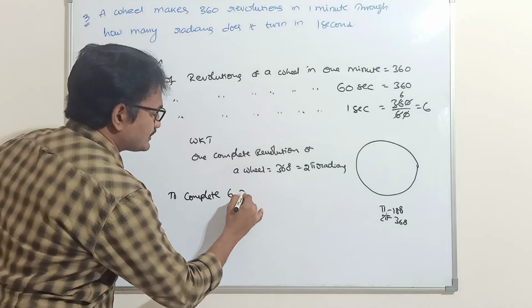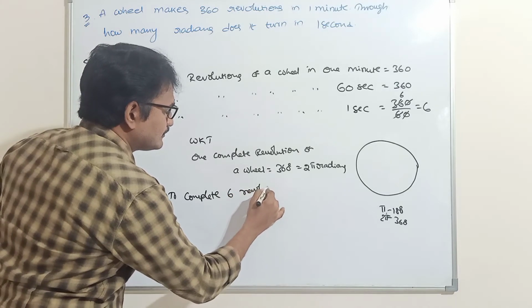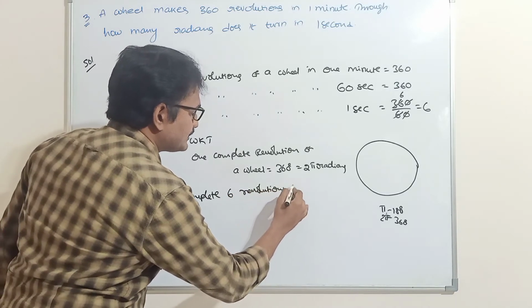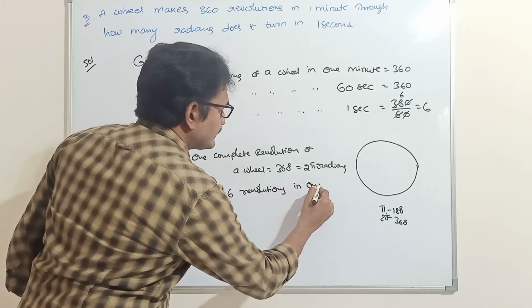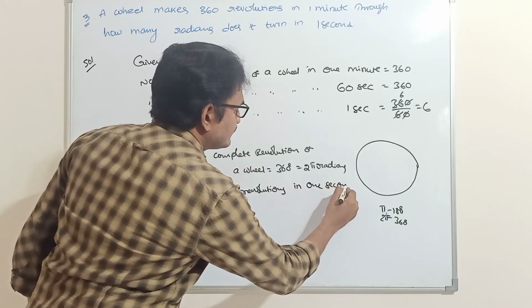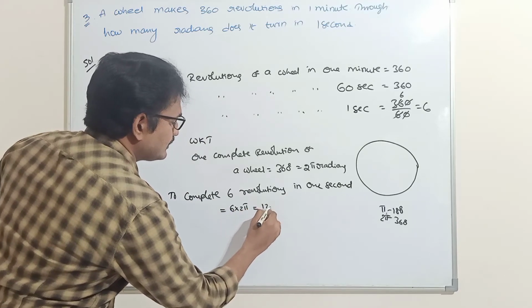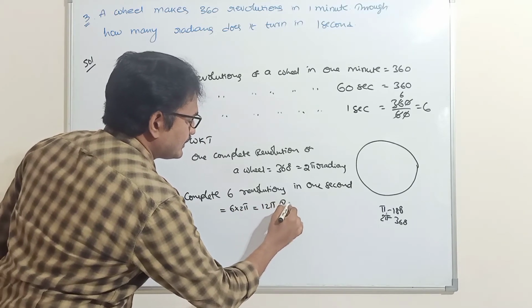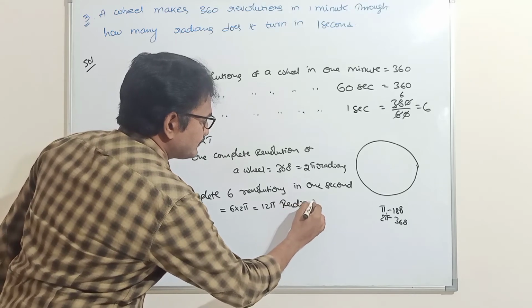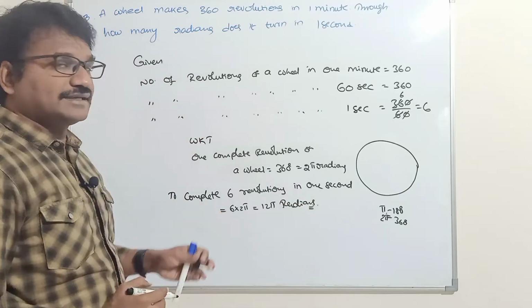So to complete 6 revolutions in 1 second, the wheel will take 6 into 2 pi. So total 12 pi radians. The wheel will take 12 pi radians.